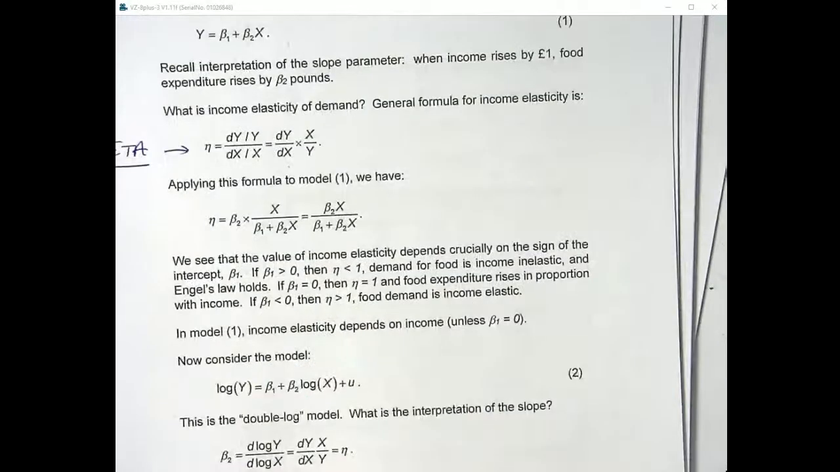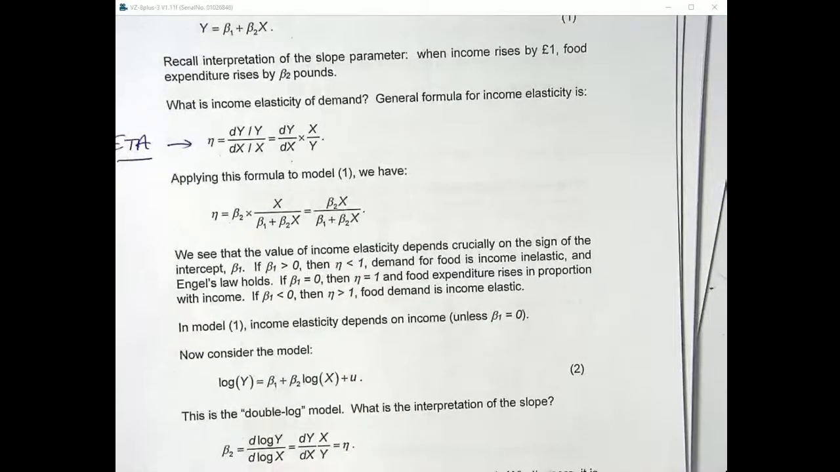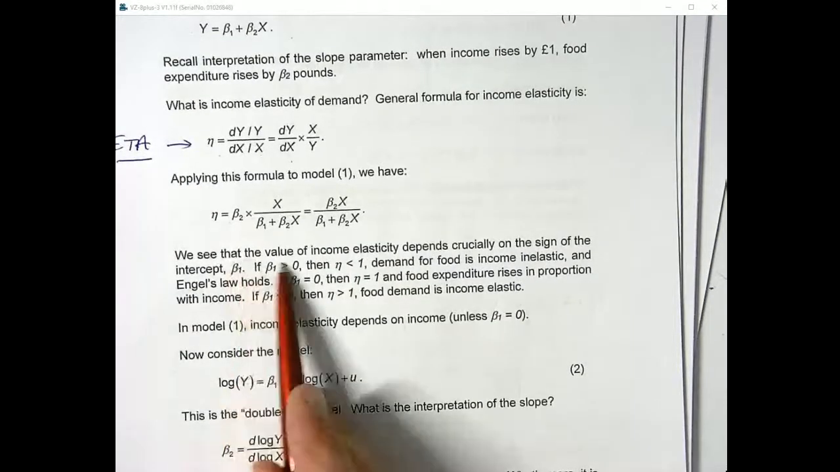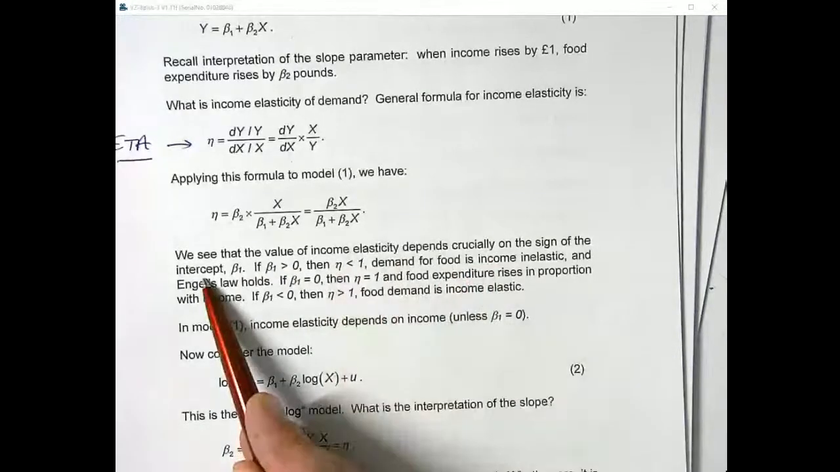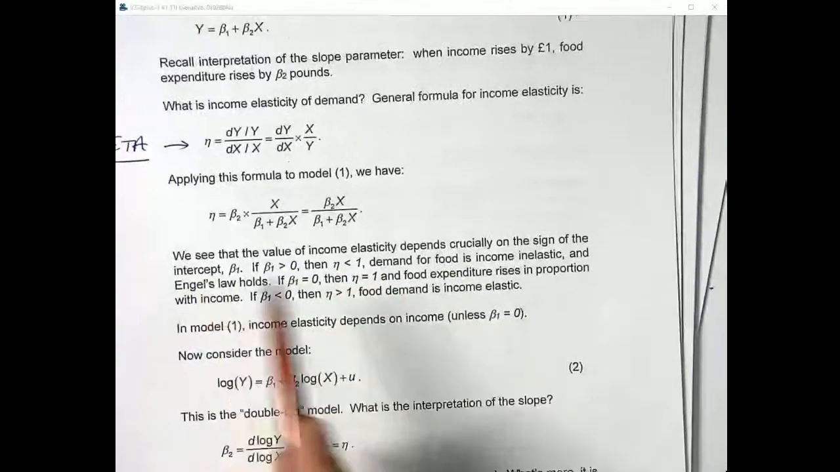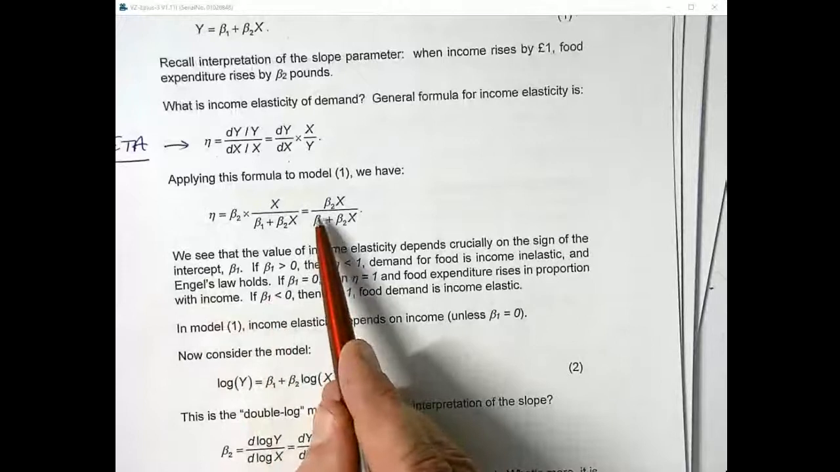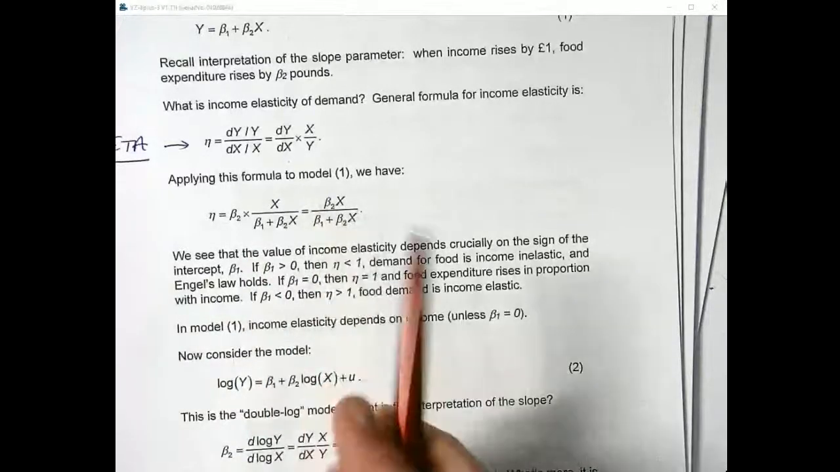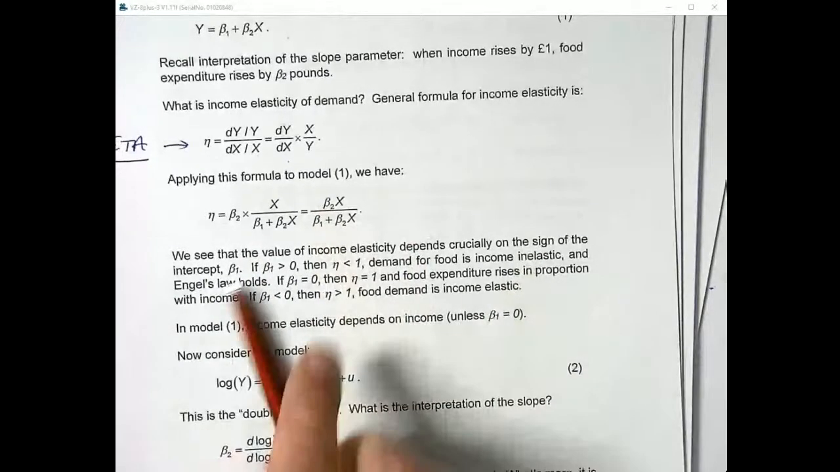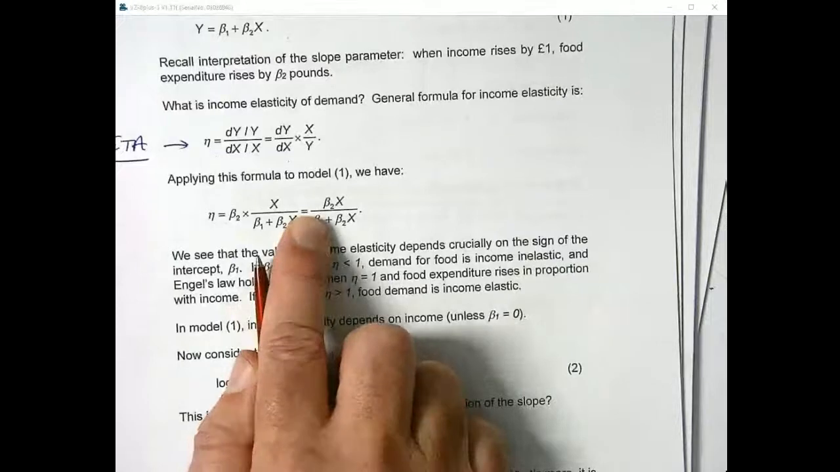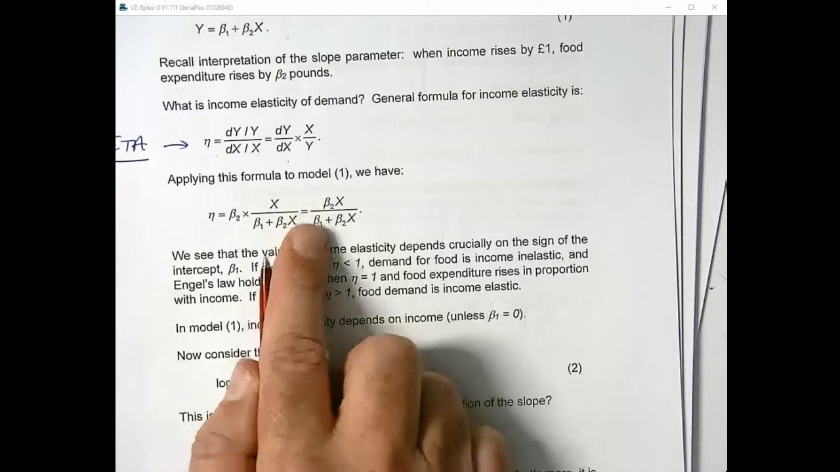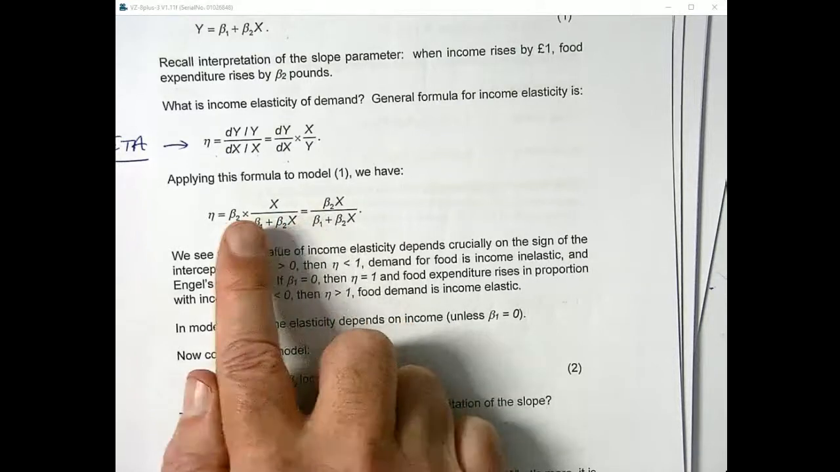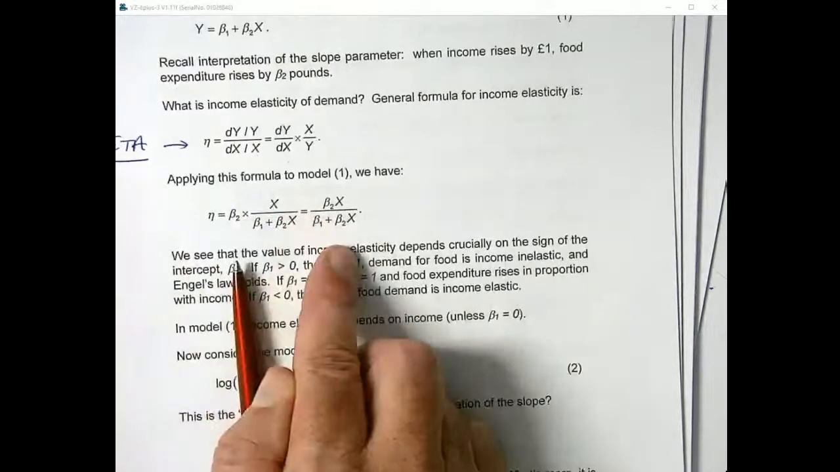So I'll make this the final point, and then I'll carry on tomorrow. We see that the value of income elasticity depends crucially on the sign of the intercept. The intercept is beta 1. The income elasticity is this thing here, but you can see if beta 1 disappears, then you have 1, because the top is the same as the bottom. So if beta 1 happens to be 0, then the income elasticity is 1.